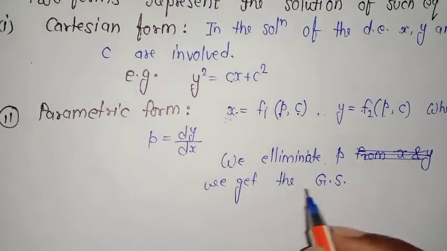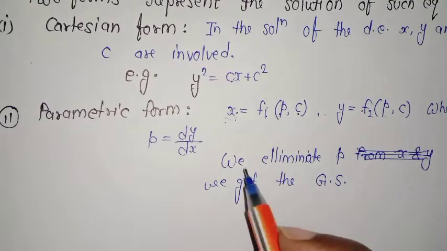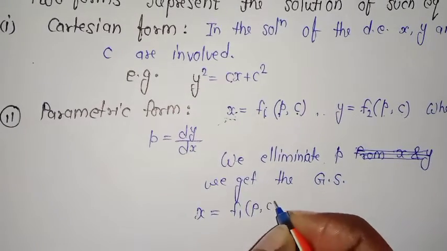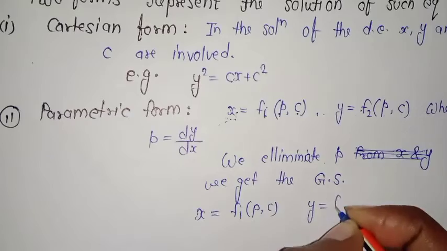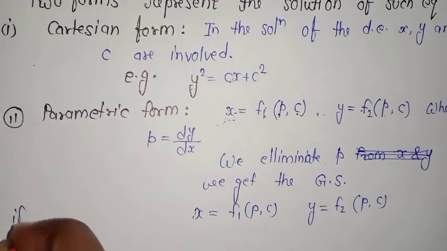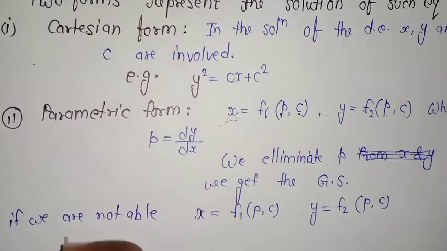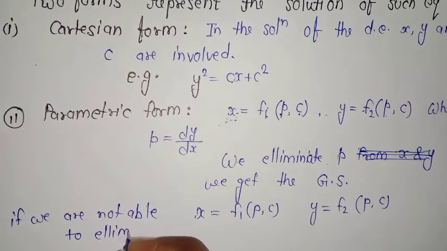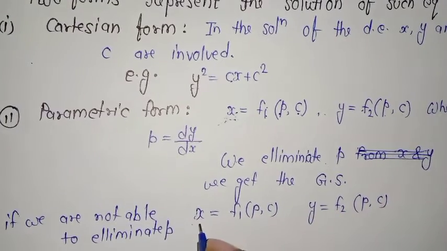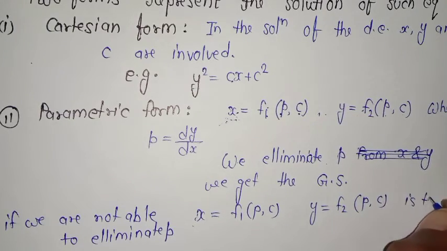And sometimes we are not able to eliminate p from x and y. In that case we can write x as f1(p, c) and y as f2(p, c) as the solution. If we are not able to eliminate p, then this is our solution. That is, the function present in this form becomes our solution.